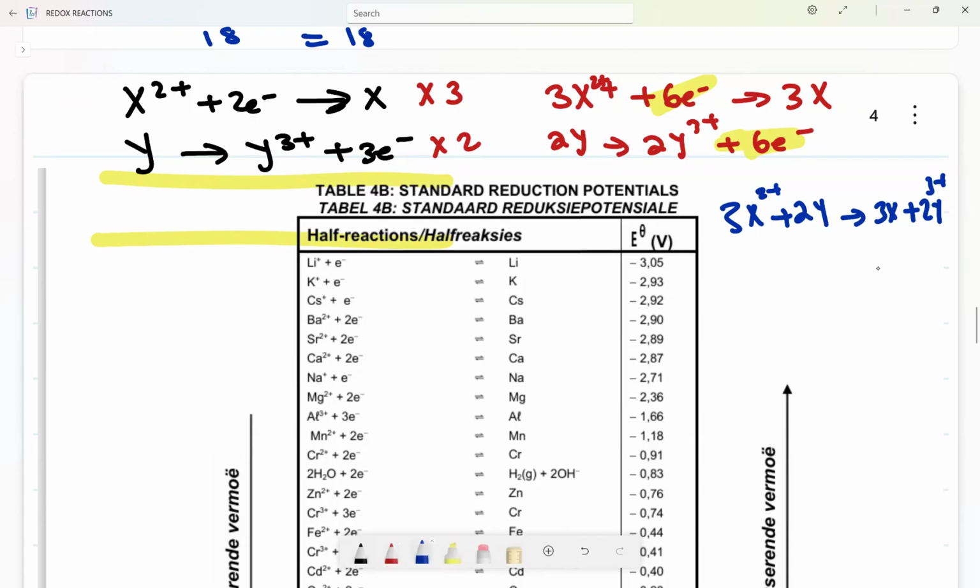And then, is my Y balanced? Y it is 2, Y it is 2, X it is 3, X it is 3. And then is my charge balanced? Remember this is 2+. So it's going to be 3 multiplied by 2, it is 6, plus 0, is equal to 0 plus 2 multiplied by 3, which is 6. Can you see this is balanced?